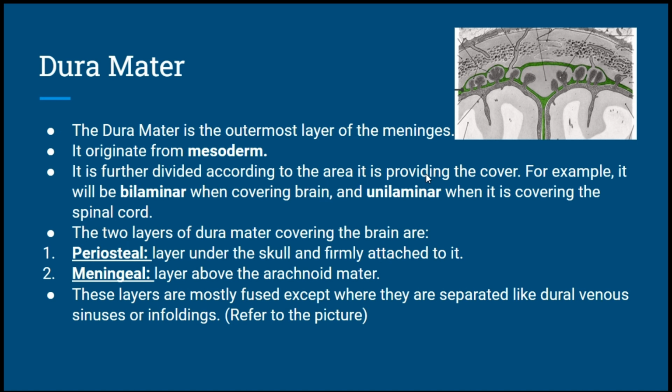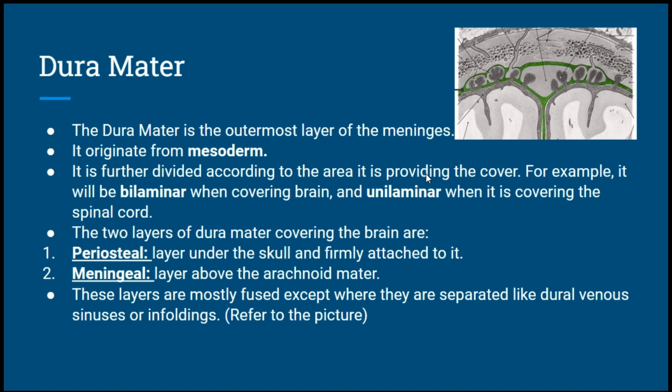The dura mater is the outermost layer of the meninges. It originates from the mesoderm, and it is further divided according to the area it is providing the cover for. So, for example, if it is covering the brain, then the dura mater is going to be bilaminar. But when it is covering the spinal cord, it's only going to be unilaminar, which means only one layer. And when it's covering the brain, it's going to be bilaminar, or it has two layers.